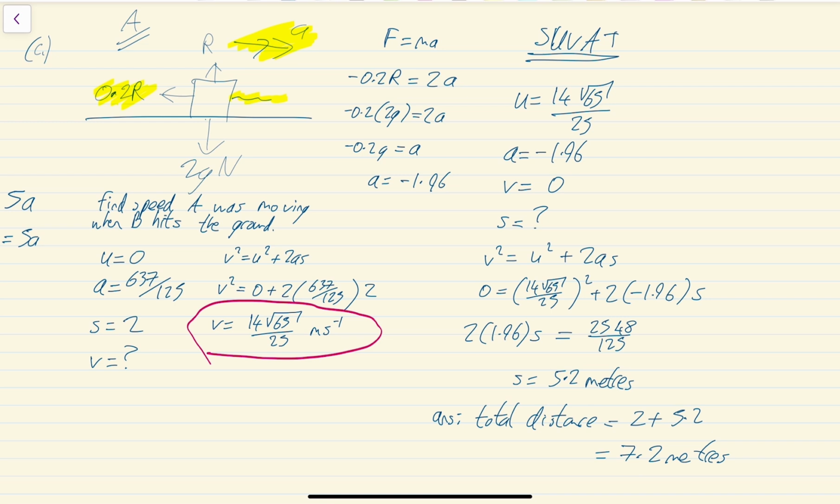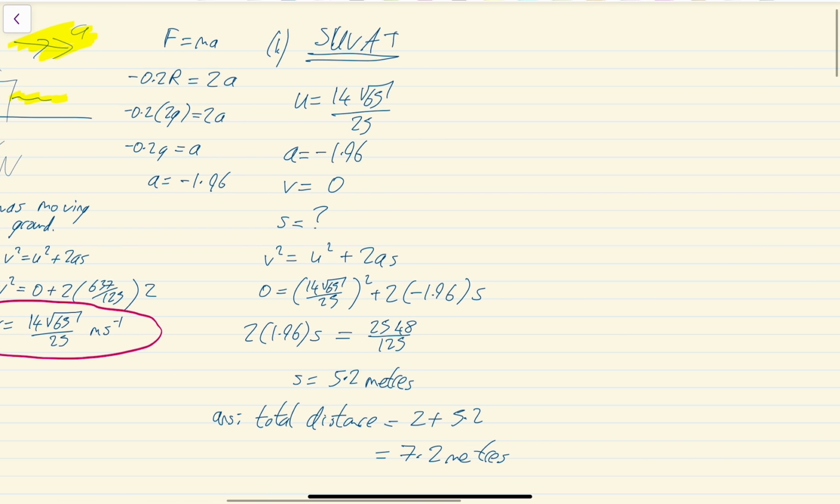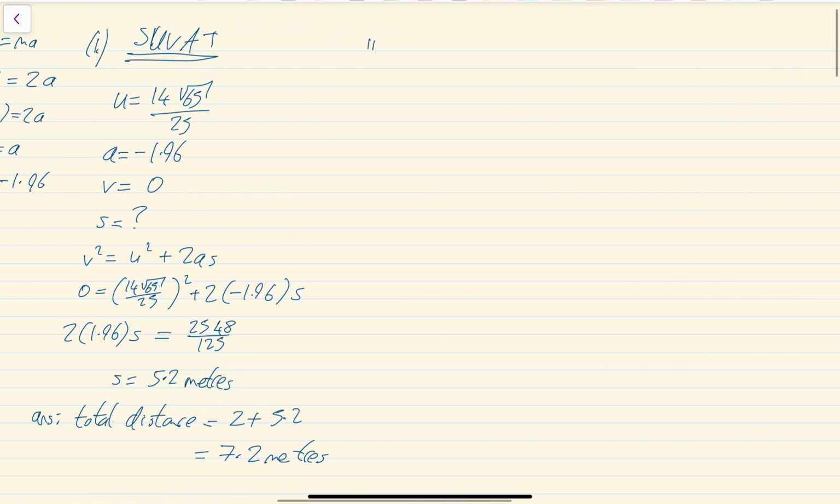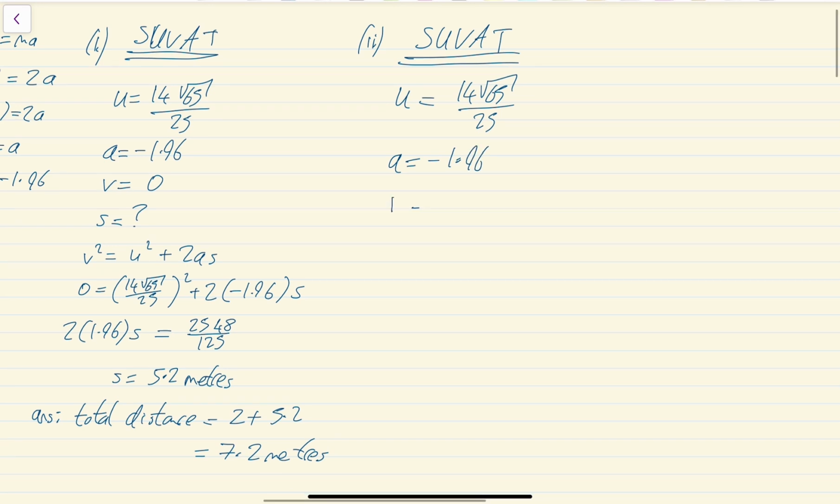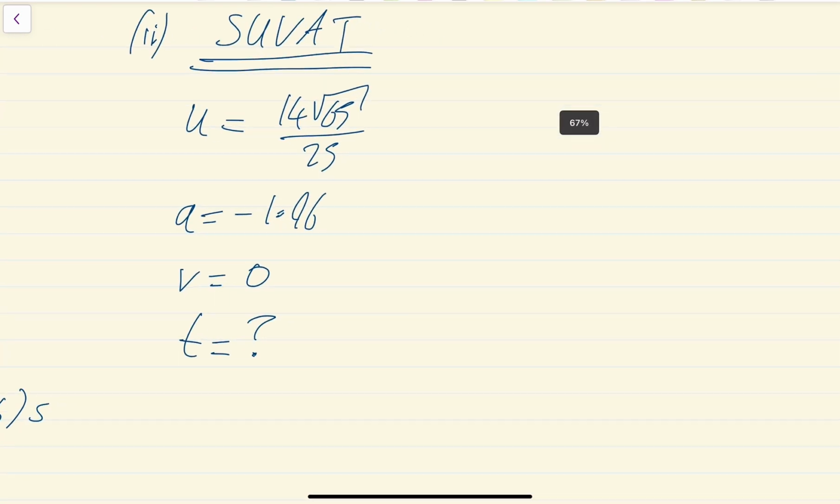Okay, so that was part 1. So I'll just put a part 1 there. For part 2, same idea. I will just do it again. Bear with me a wee second. Again, it's like a SUVAT question, so a constant acceleration question. Your U is 14 root 65 over 25. Your acceleration is minus 1.96. Your V is 0. And you want to find the time here. I would just do exactly the same again.